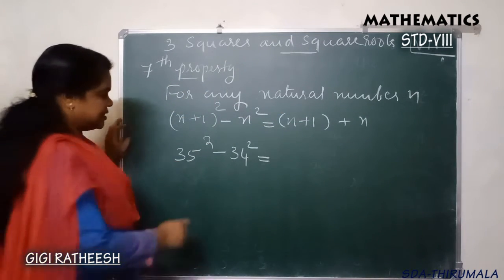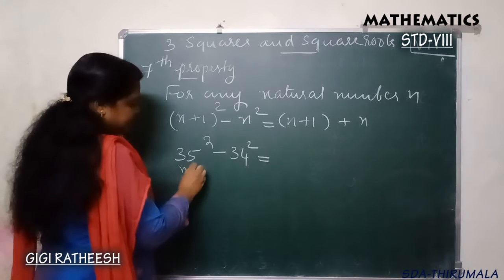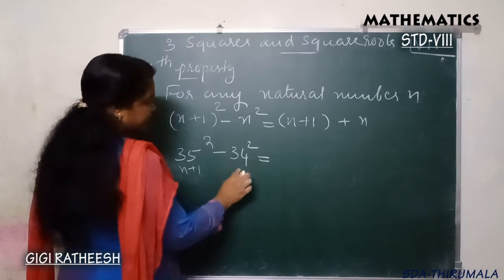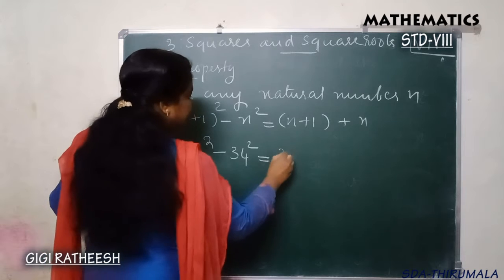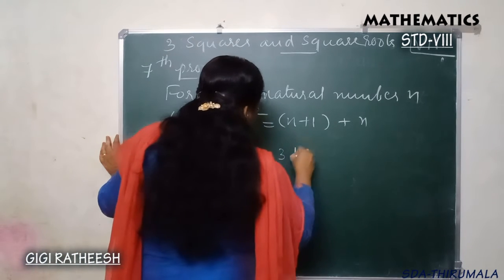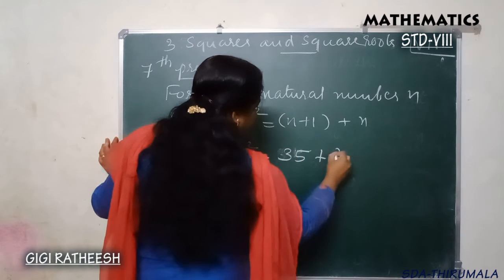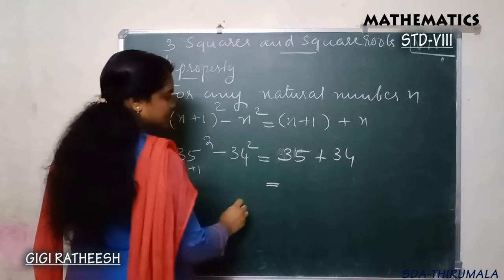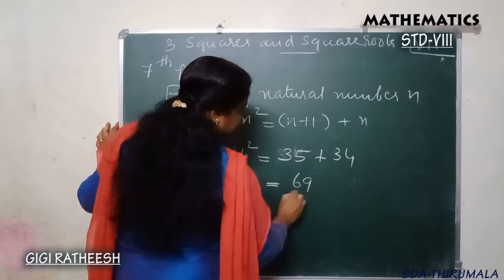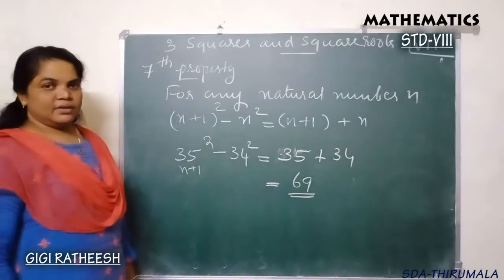For example, take 35 square, that is n plus 1, minus n square, that is 34 square. We get the answer: the difference of the perfect squares is equal to 35 plus 34, which is equal to 69.